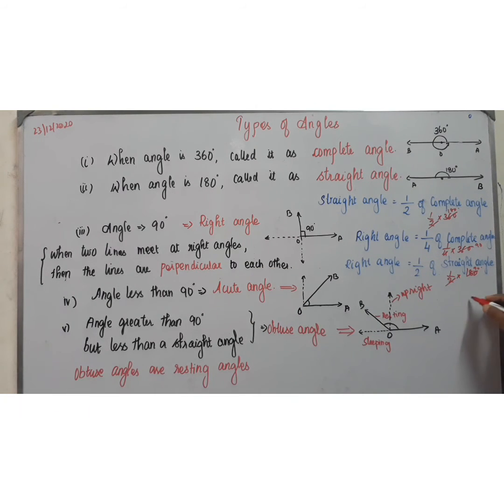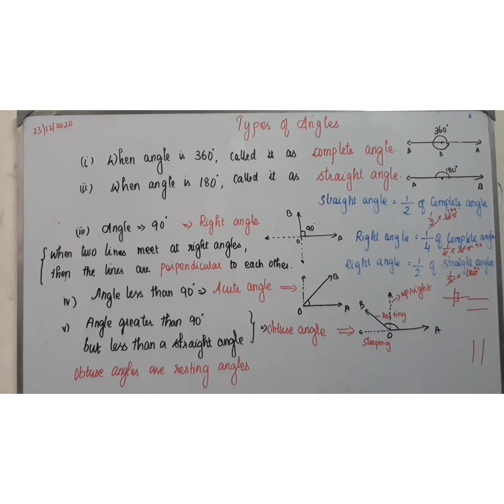Parallel line means it will be like this. This line is parallel to this line. When both horizontal lines are given or both vertical lines are given, this line is parallel to this line. But when it makes a right angle like this, 90°, then these lines are perpendicular to each other. Okay, so this one you have to remember.